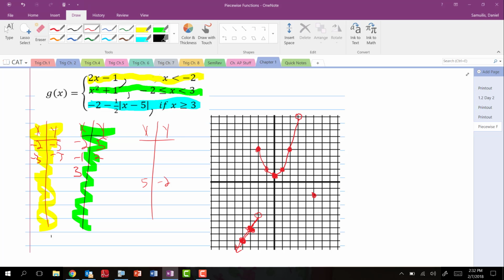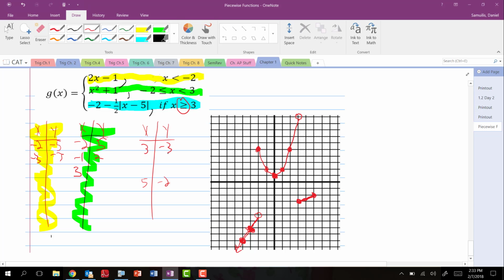Should I plug in 3? What's 3 minus 5? Negative 2. What's the absolute value of negative 2? You'll get 2. What's 2 times a half? 1. What's negative 2 minus 1? Negative 3. So, 1, 2, 3, comma, negative 3. Hey, what kind of V does this appear to be? Upside down. It is a filled in dot because of the jump and because this says equal to 3 for this blue part.